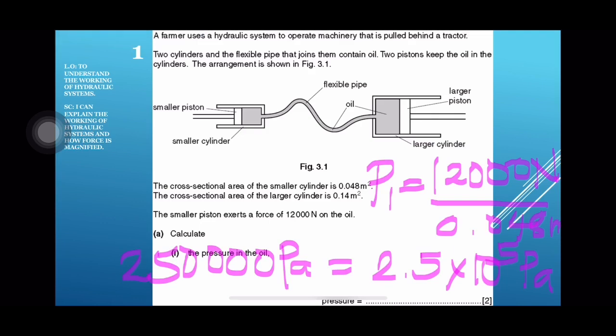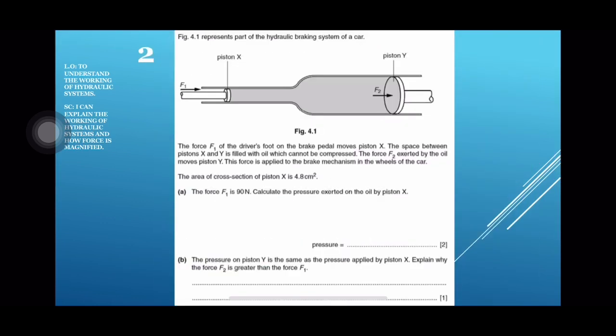Okay, second part of the question. Same question, different condition. So this one.